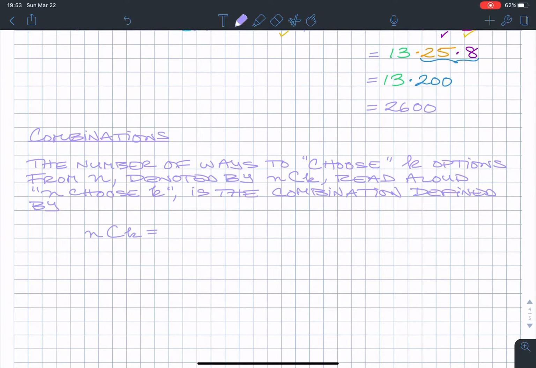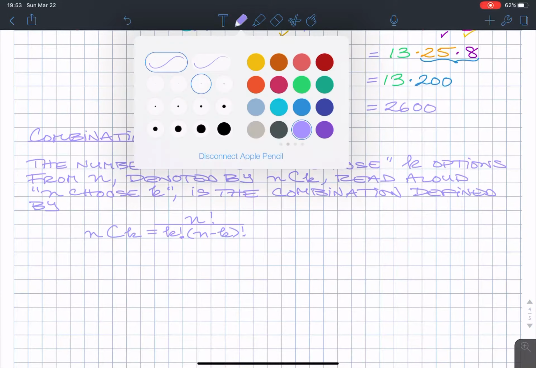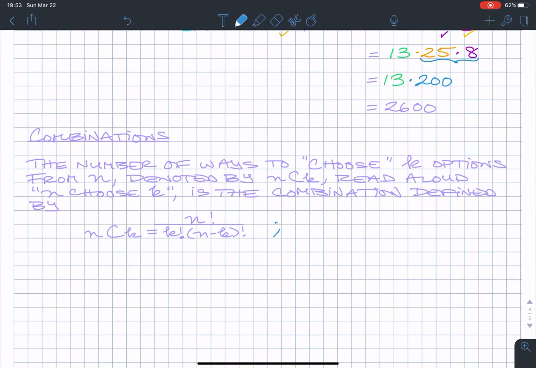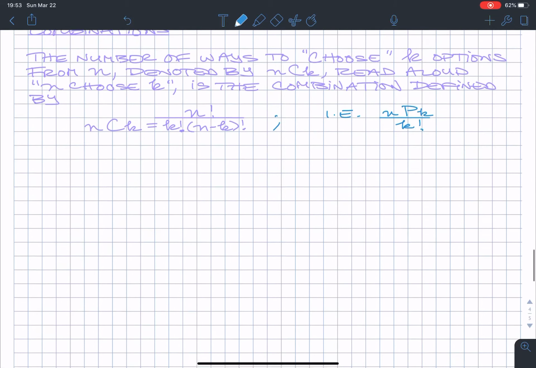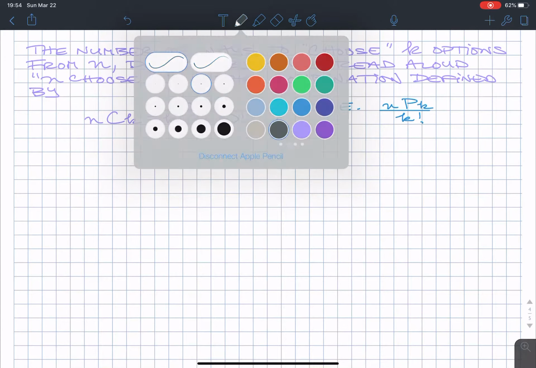Well, it was the permutation N factorial over N minus K factorial, but then we tacked on a K factorial that we divided by. So it's like a permutation divided by K factorial, i.e. N permute K divided by K factorial, same thing. Okay, so for example, and this will be the last example in this section.